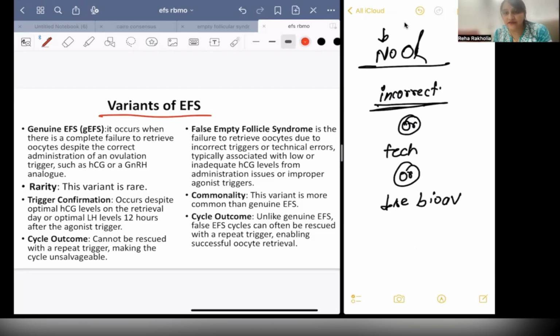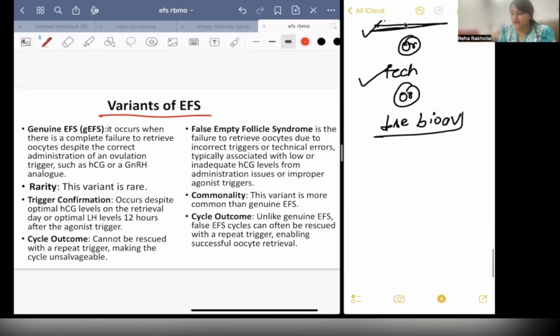Like we have administered the trigger in a different way, or there is a technical error, like an air leak in the pressure system. During oocyte retrieval, there is a pressure system. There is an air leak in that, there is decreased pressure, we have applied less pressure than normal, like that technical error. The cycle which has false retrieval can be saved. Salvaged that cycle. In this there will be decreased bioavailability. In this there will be absence or there will be suboptimal HCG.